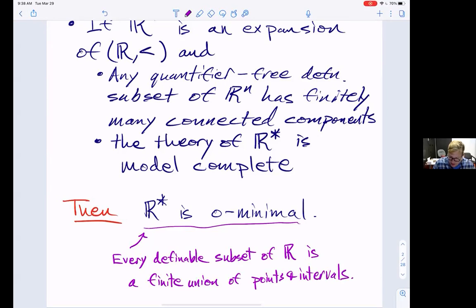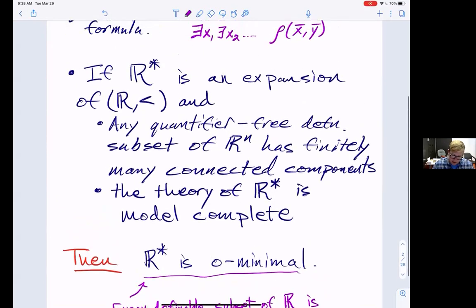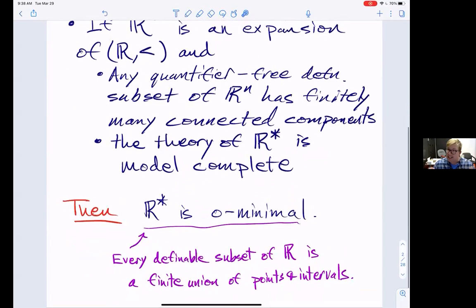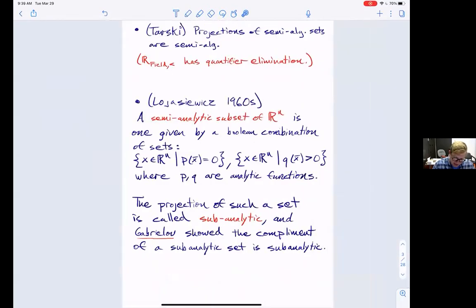And it turns out that O minimal theories have a tremendous structure theory, which has been exploited to solve numerous interesting mathematical problems. So verifying that a certain theory is model complete is a step towards showing O minimality. And well, what are some examples?